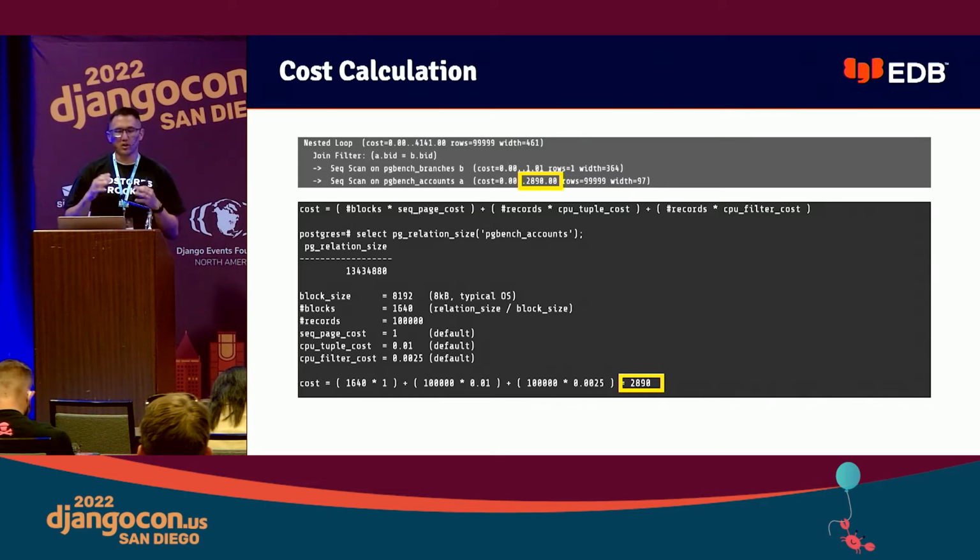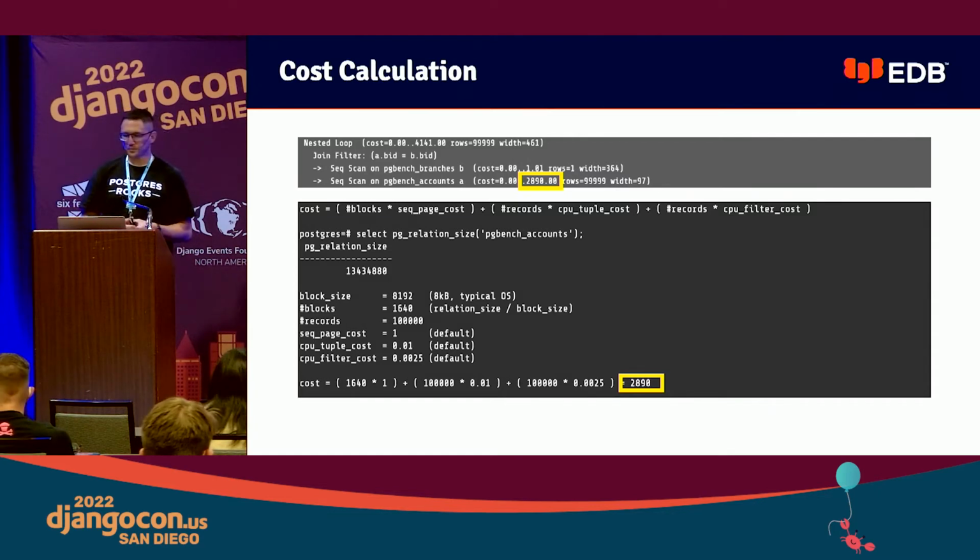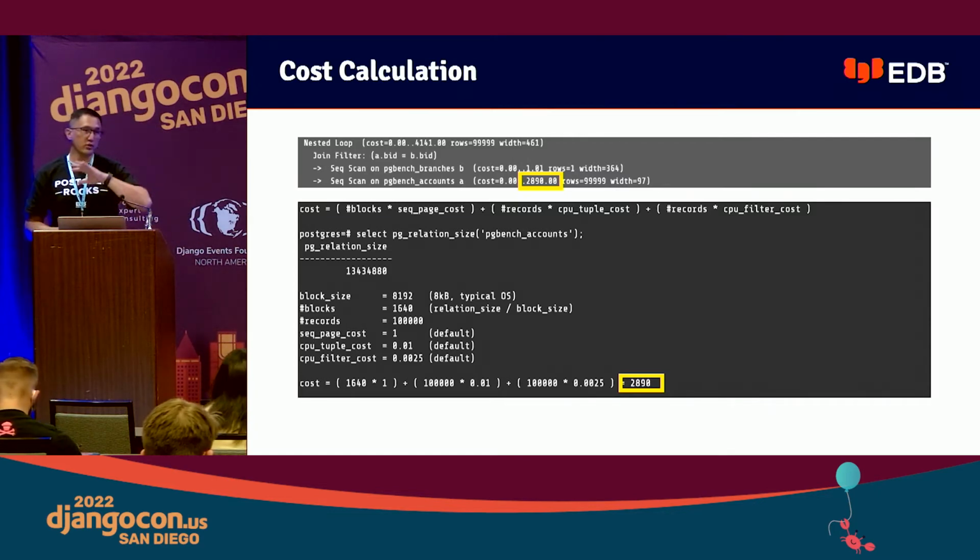So as you can see, it's all cost-based, all statistics. You tune CPU tuple cost up and down. You tune sequential page cost up and down. You're going to affect the costs that are estimated by the query planner. Okay, so that was all just estimations.